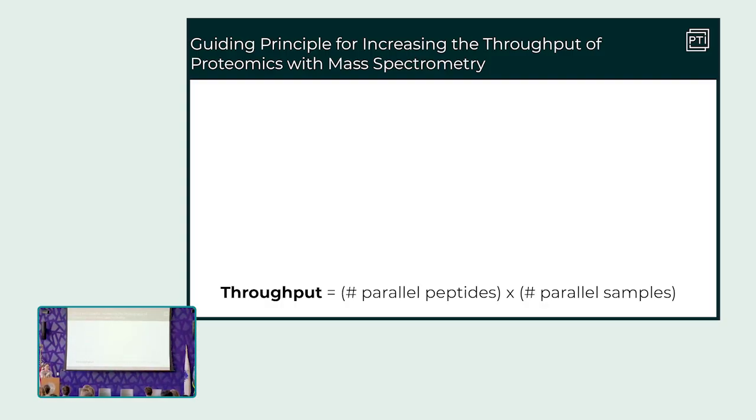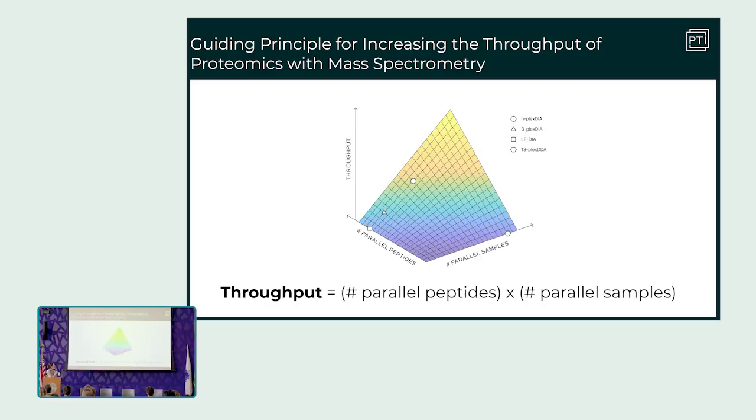When we think about this idea of increasing throughput, we often come back to the Skynet principle, which is that throughput is equal to the number of parallel peptides times the number of parallel samples. And this is not the only time today that you'll see this proteomics pyramid to introduce this concept of throughput.